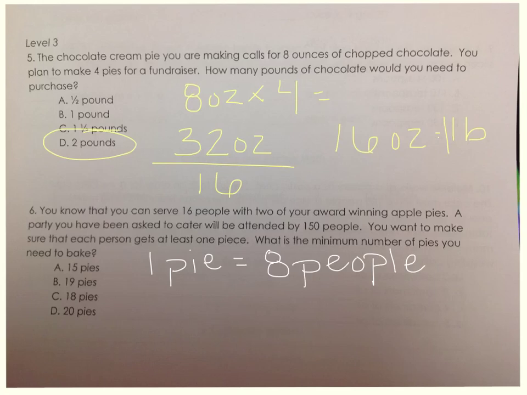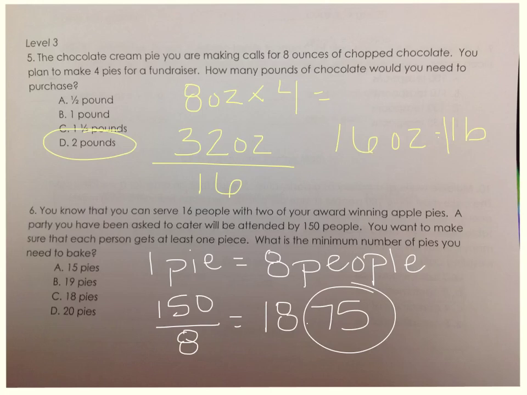So we need to divide 150 by 8, and we actually get a decimal that is 18.75. We want to make sure that if we made 18 pies, 0.75 of the people would go hungry. So we need to make sure that we round up. So we want to make 19 pies.